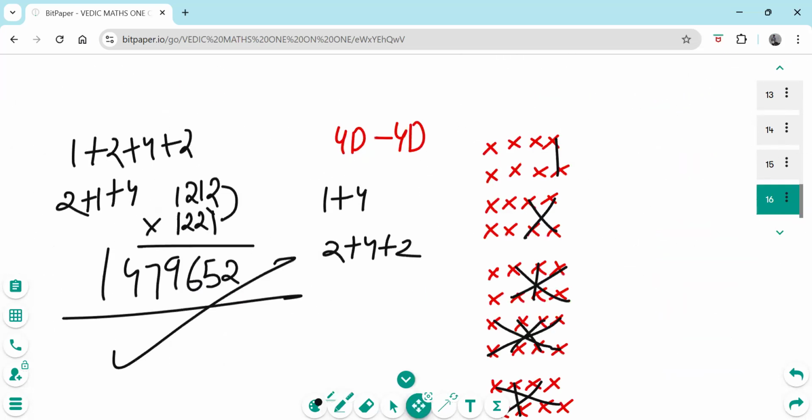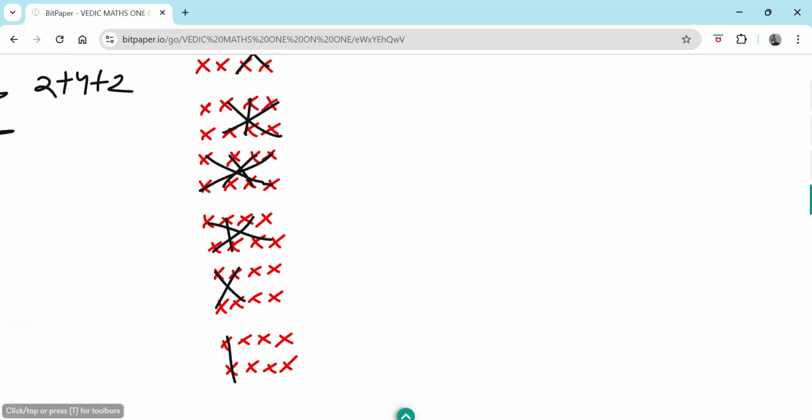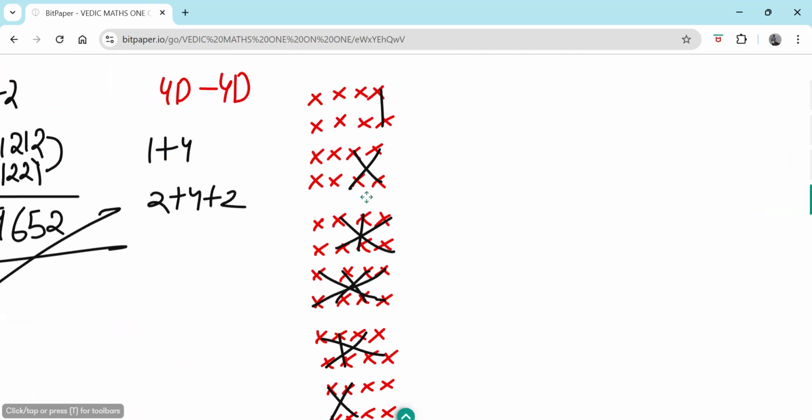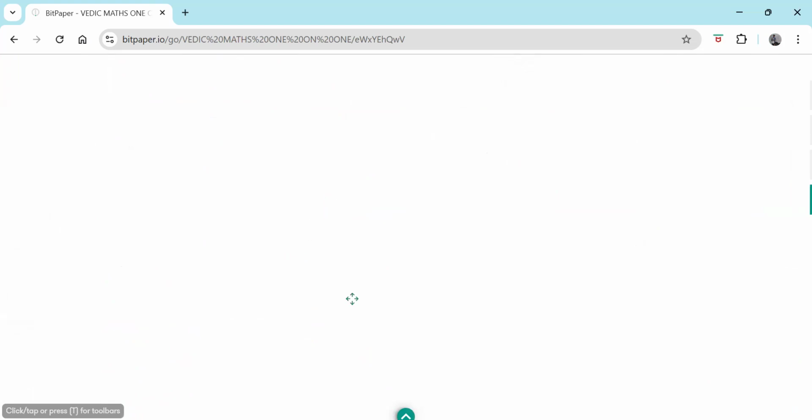I'm not gonna draw the entire stuff again for you. I think you can see it over here. It's pretty visible. 7 stars are gonna be there, and the middle guy is always the reflection of the top one. So that's it for the general multiplication or Urdhva Tiryagbhyam.